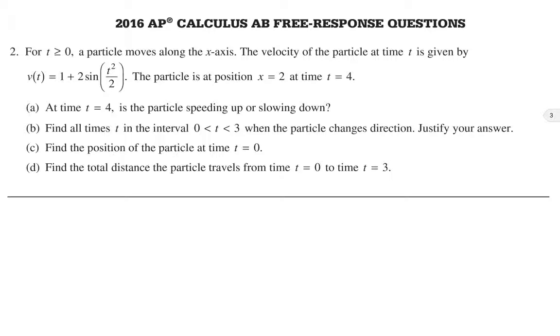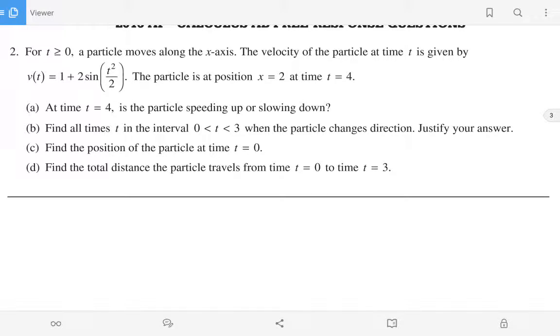Now remember, if the velocity is positive and the acceleration is negative, it's slowing down. If the velocity is negative and the acceleration is positive, it's also slowing down.